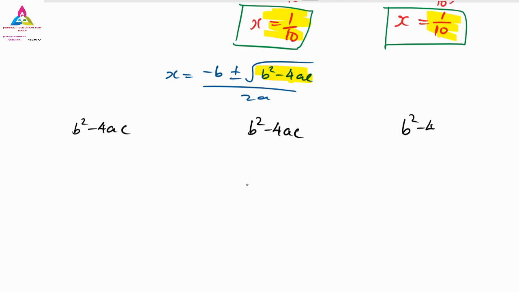So which are the three conditions? One condition you have already found, that is b square minus 4ac is equal to 0. Yes, that is equal to 0 you have found already. That is called the nature of the roots: the roots are equal. Equal roots.